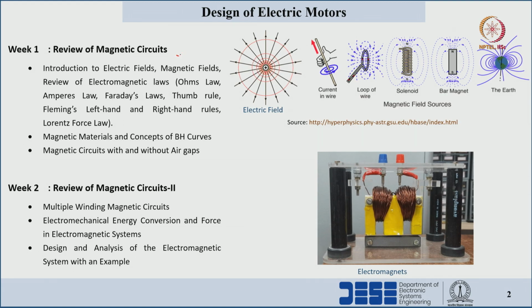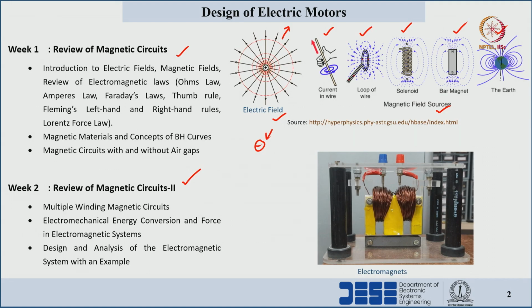Week 1 and week 2 will discuss the review of magnetic circuits, where the electric fields and magnetic fields will be discussed. For a positive charge, electric fields will be in the outward direction. For a negative charge, the electric fields are in the radially inward direction. Then the magnetic field sources with respect to the current in a wire, loop of a wire, solenoid with air as a medium, and electromagnet with some iron material as a medium, bar magnet, and the earth.